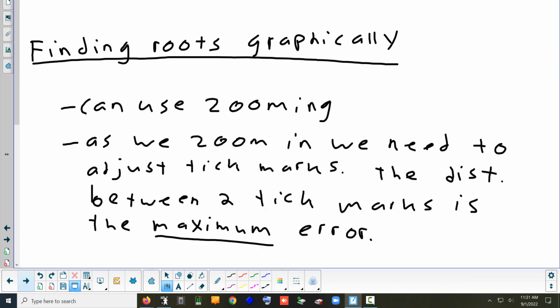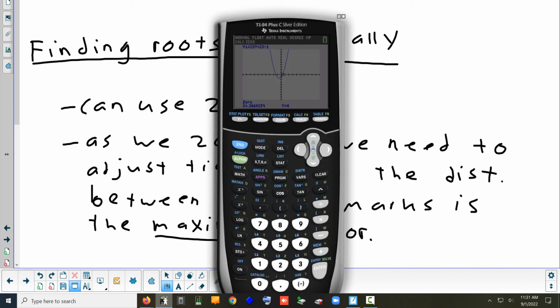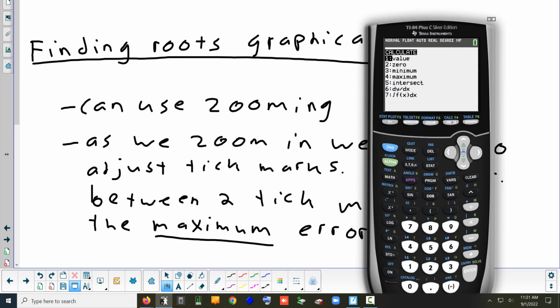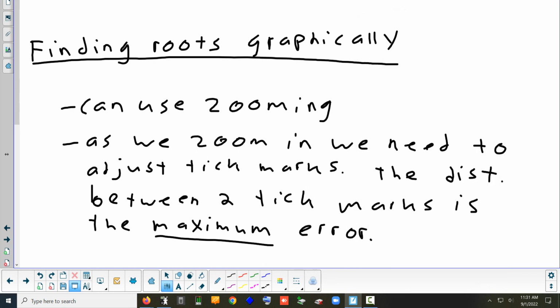Now, I don't want you to write this down, because this is the old way you had to find a root. Older graphing calculators don't have second calc 0. So the only way you could find the root was to keep zooming in till you finally got as much accuracy as you wanted. That was kind of a pain. So now, we don't have to find roots using zooming.